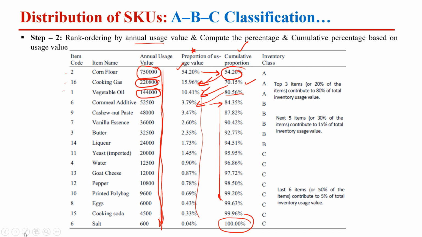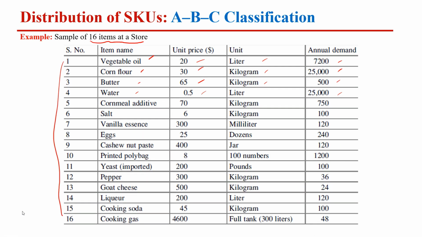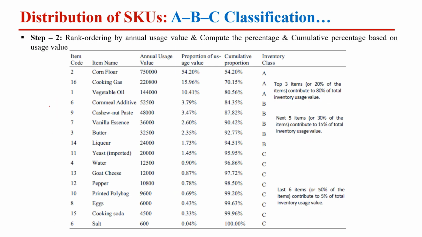Now, based on the rule we discussed earlier, that A type is going to have an annual usage value of 80%, we will see this is 54.70 and this is 80. Okay, so that's why we are classifying the first three items as A type. These are the A type, which is basically the top three items, which is basically the 20% of the items.